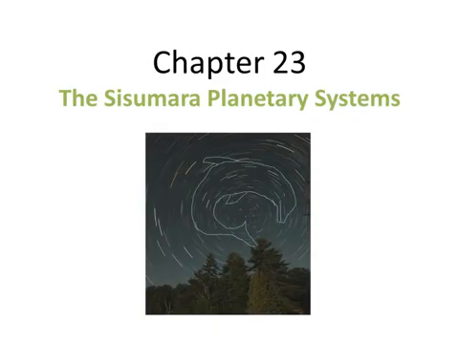Chapter 23, the Shishamara planetary systems. Now, imagine you're actually on the Earth now and you're looking up towards the pole star. What would you see? Let's say here's some various star constellation here, with the pole star, Dhruva, represented in red.